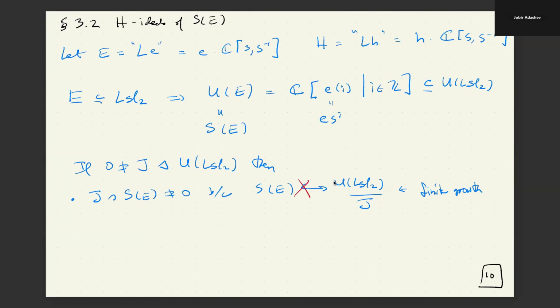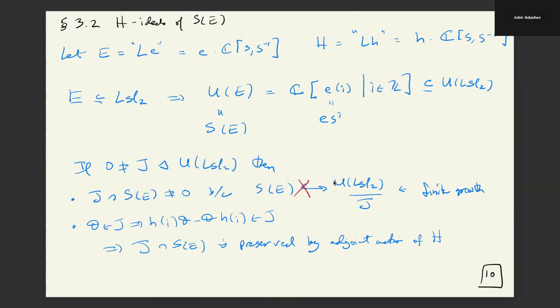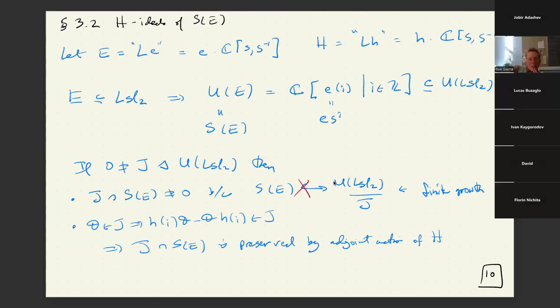There's another thing we know, though, and this comes from the fact that two-sided ideals are closed under commutators. So let's take some element theta in our ideal J. Then let's act on it by left and right by h_i, which is how I'm now writing the element that I used to call h s^i. So this is some element of the loop algebra.